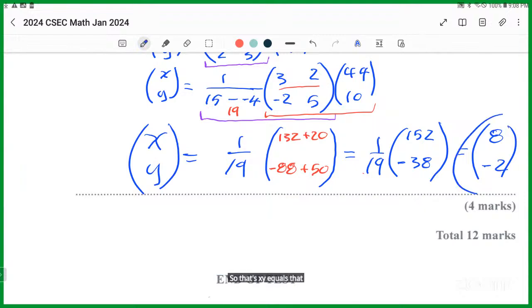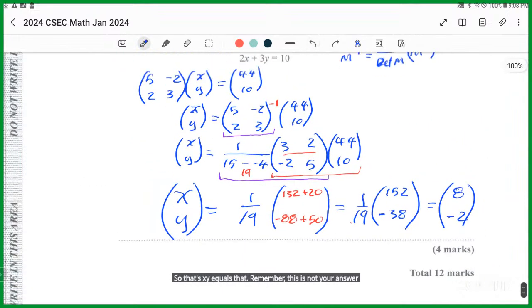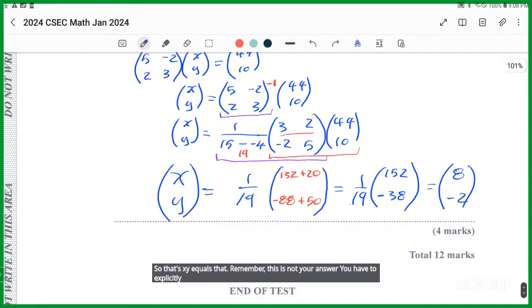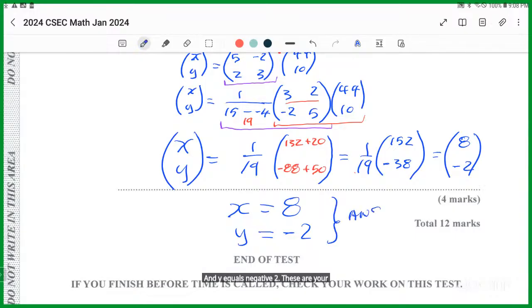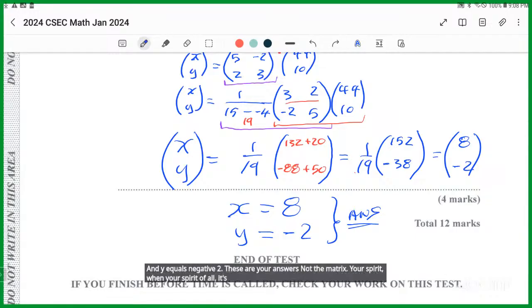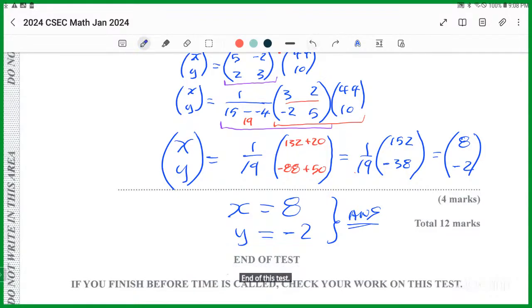Remember, this is not your answer. You have to explicitly state the x and the y. So your answers are x equals 8 and y equals negative 2. These are your answers, not the matrix. Just finish when you state the value of x and state the value of y. End of this test. And that is that.